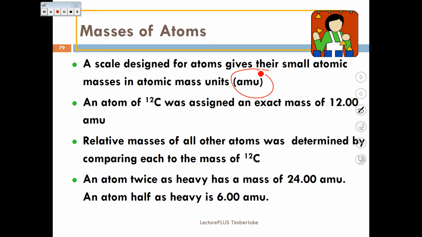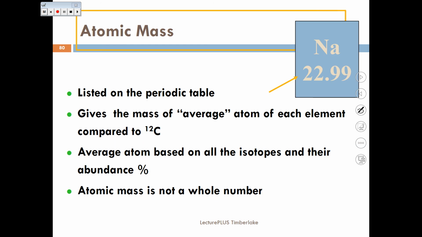Okay, so the periodic table has relative masses that are shown. The relative atomic masses are listed on the periodic table. It gives the mass of an average atom of each element compared to carbon-12. The average atom is based on all the isotopes and their abundance. The atomic mass is not a whole number.